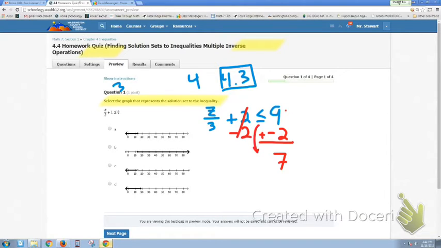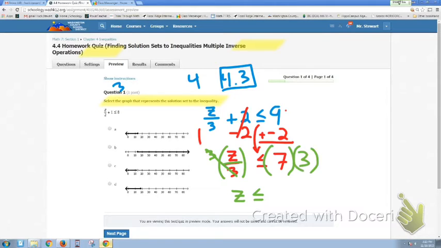The inequality comes down and doesn't change, because adding and subtracting will never switch the direction of the inequality, only multiplication and division. And then z divided by 3 also comes down. Now we have to undo this division. The opposite of division is multiplication. As long as I multiply by a positive number, the direction of the inequality will not change. So those cancel out and z is left alone. The inequality stays the same direction, and don't forget to multiply the other side by 3 as well. 3 times 7 is going to be 21.